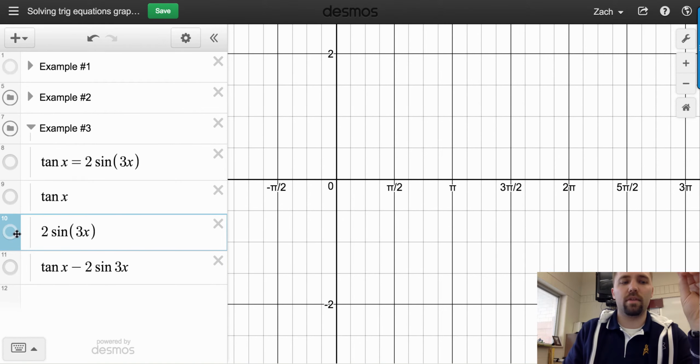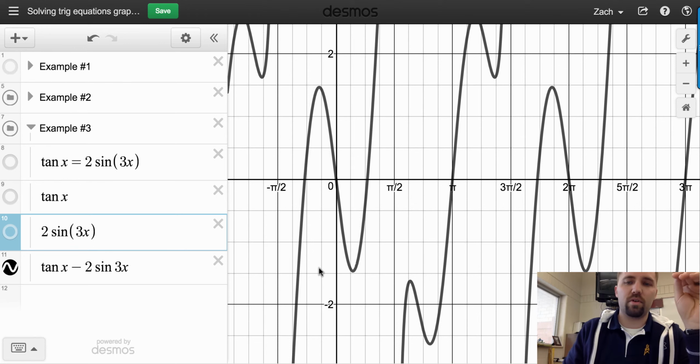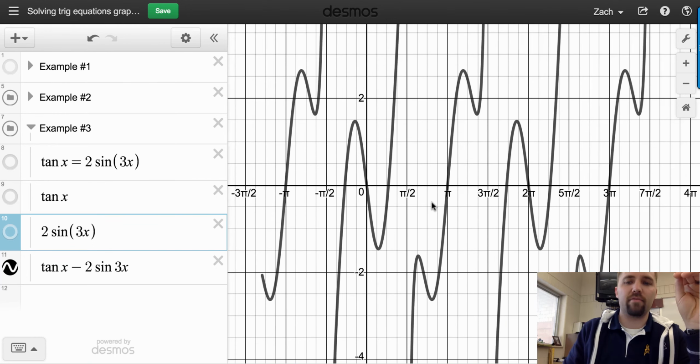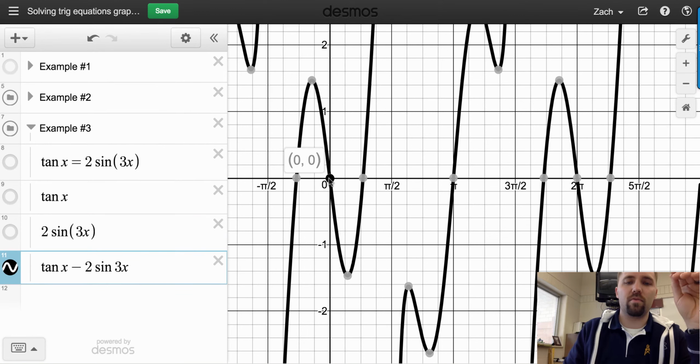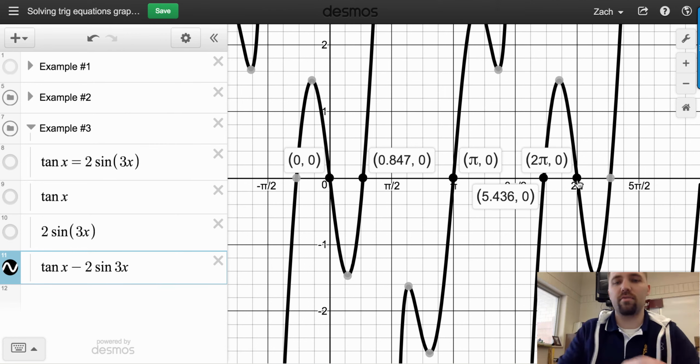Okay, so let's do that. Tan x minus 2 sine 3x is what it would look like if I move that expression to the left. And so this is what the graph looks like. Now it's still a weird graph, right? But it's a little bit easier to see the intercepts. It may not be that much easier in this example, but at least we know we're only looking for intercepts. So there's one here, there's one here, there's one here, there's one here, and there's one here. So there's actually 5 solutions.